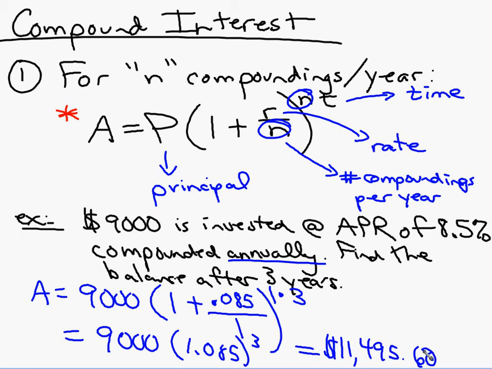Usually with a CD, you're limited; you have to keep it in the bank for a certain amount of time. If you keep it in for 3 years, you get a better interest rate than if you only keep it in for 6 months. So that changes. All right, let's do another.